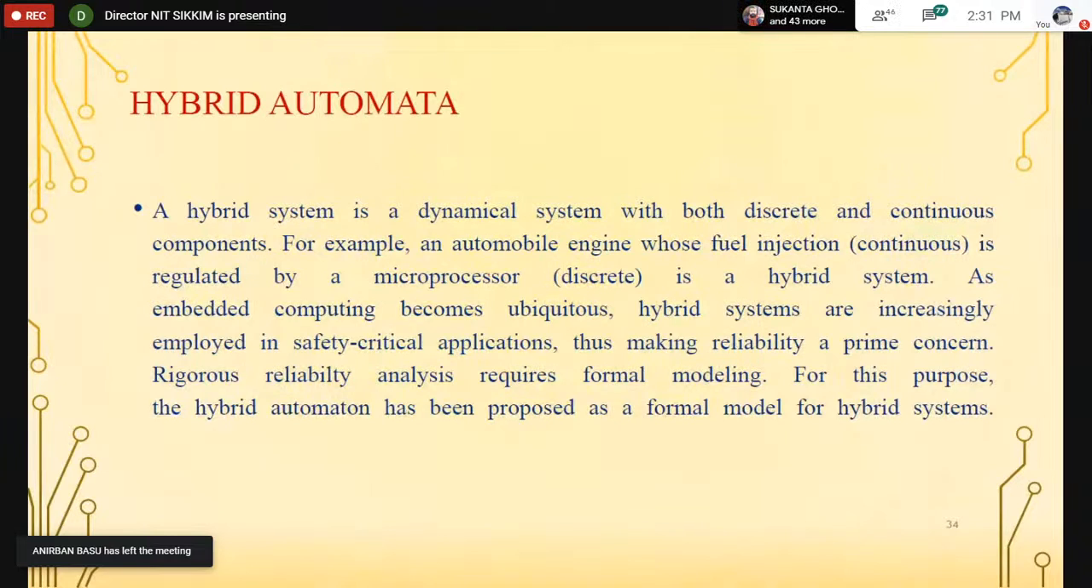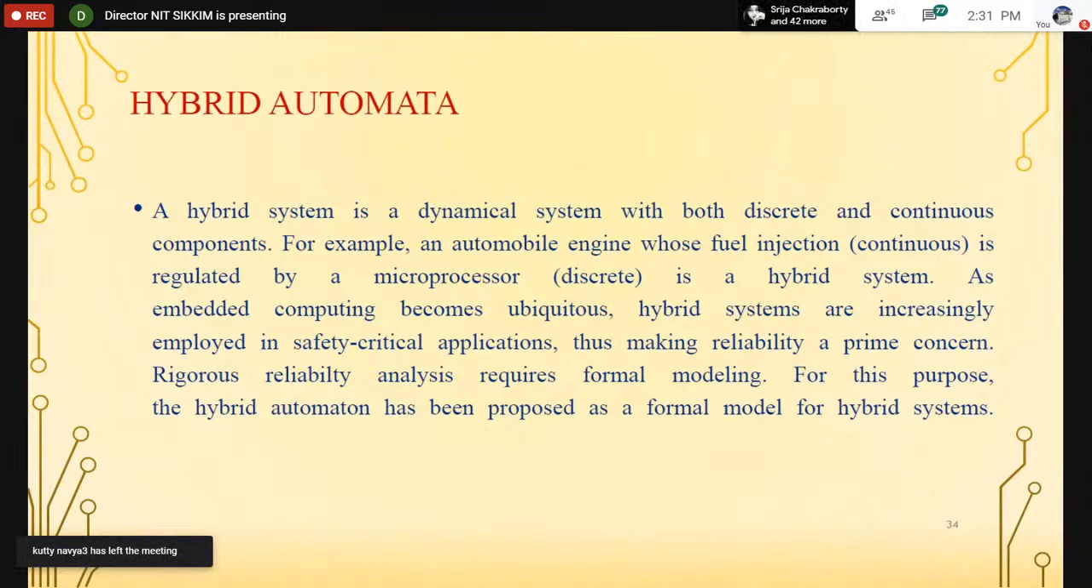So there is an example which says an automobile engine whose fuel injection is continuous, but the control system is discrete. So a microprocessor is a device which behaves discretely. It's not a continuous system, right? So your system becomes hybrid. Your application is continuous, but your controlling system is discrete. So what to do?